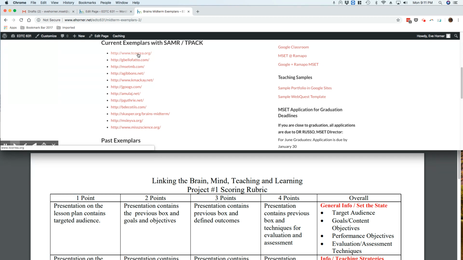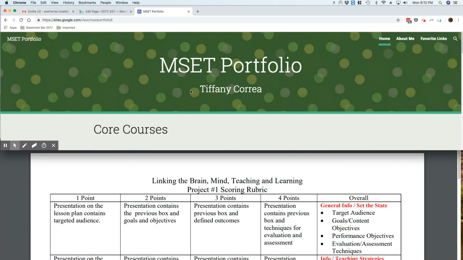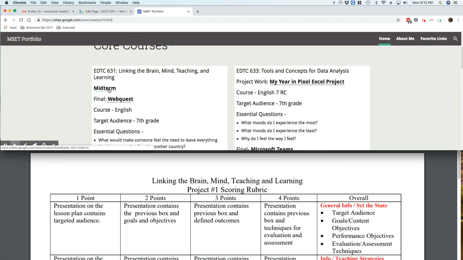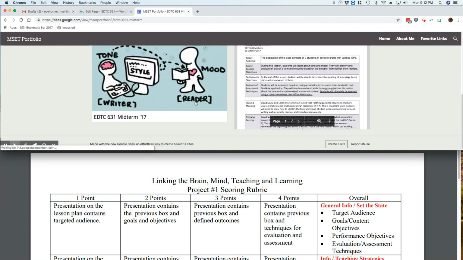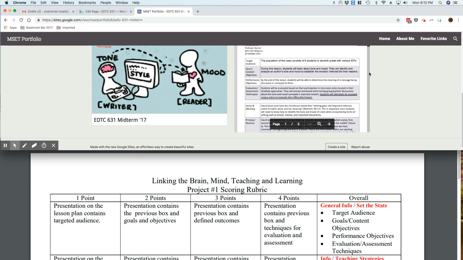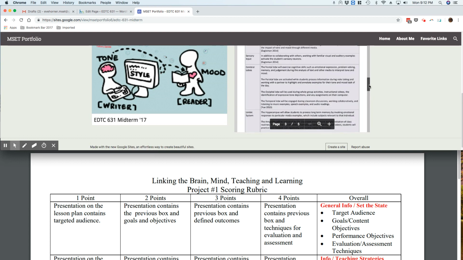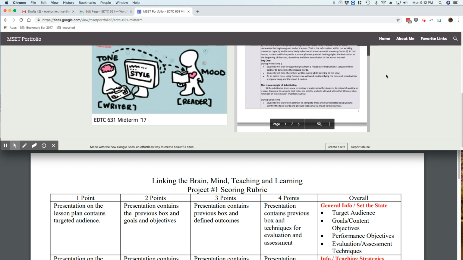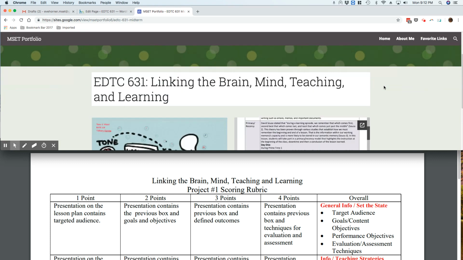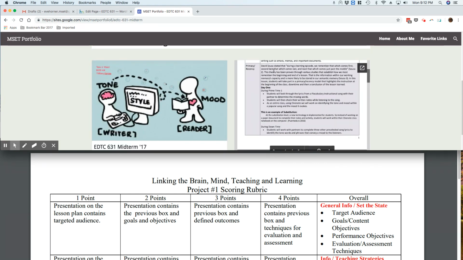I'm looking at this first student, and if you see here, they've got their portfolio and they've got a link to their midterm, and this is a printed example of what they are saying during the midterm. So your notes are a direct reflection of what you are saying in your midterm. I'm going to expand those notes out a little bit. This is a midterm that was done back in 2017.